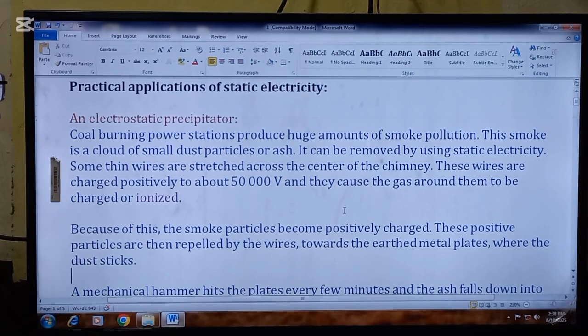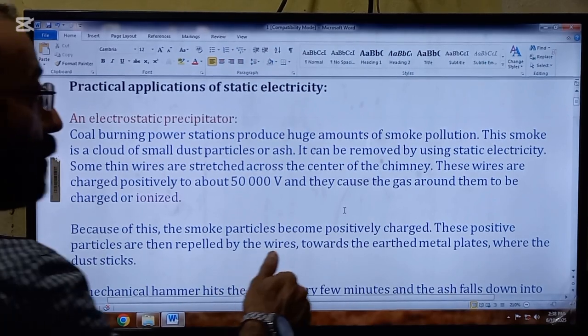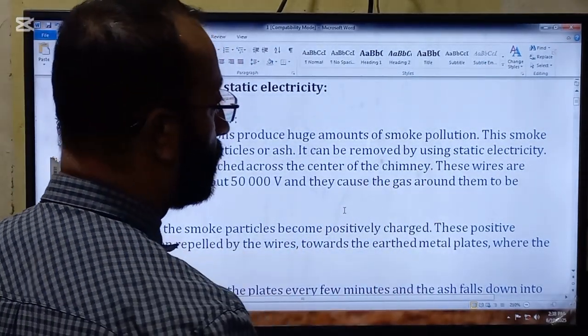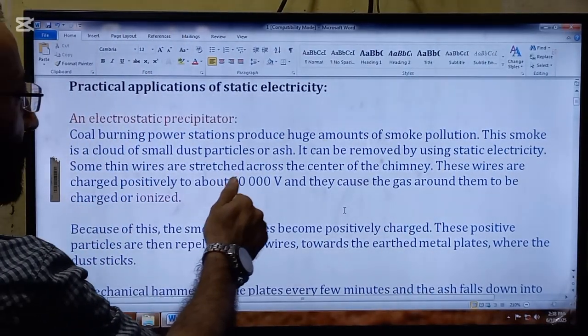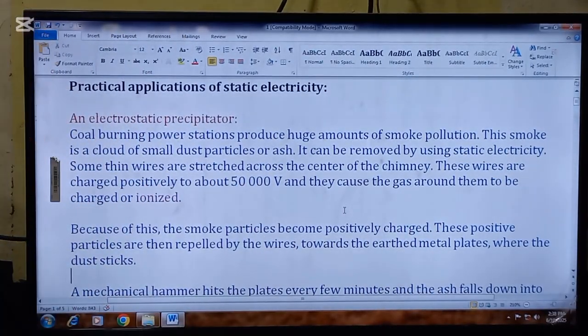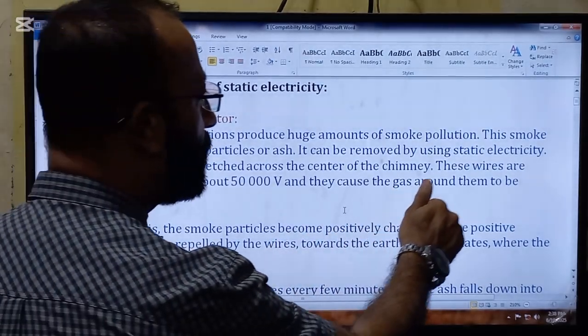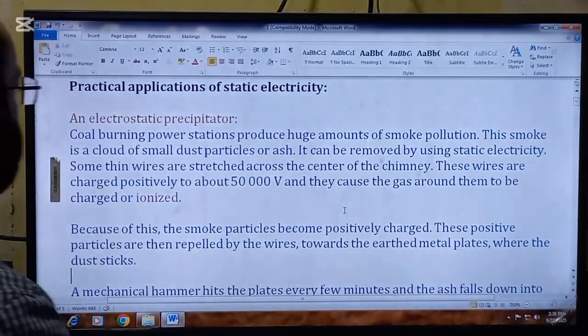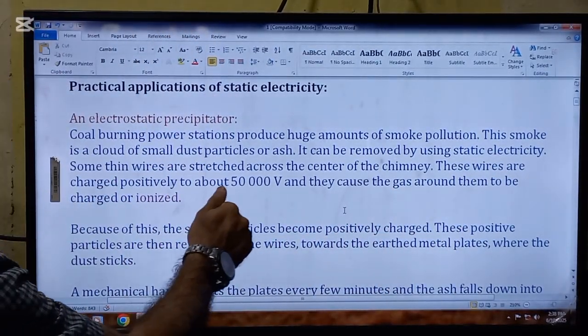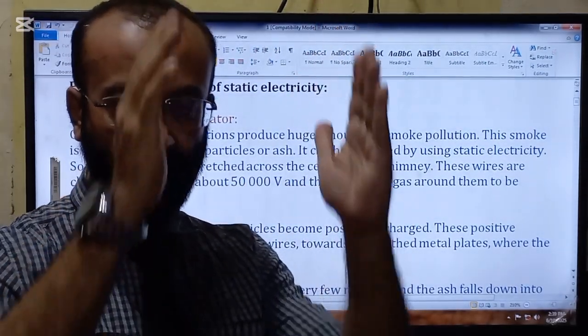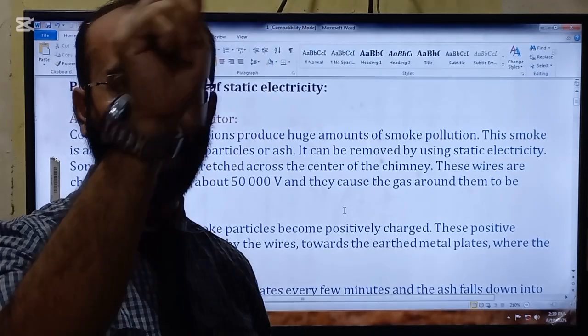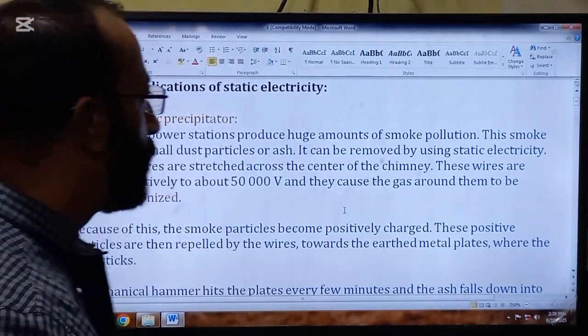Coal burning power stations produce huge amount of smoke pollution. This smoke is a cloud of small dust particles or ash. It can be removed by using static electricity. Some thin wires are stretched across the center of the chimney. So, across the center of the chimney, some wires are stretched.